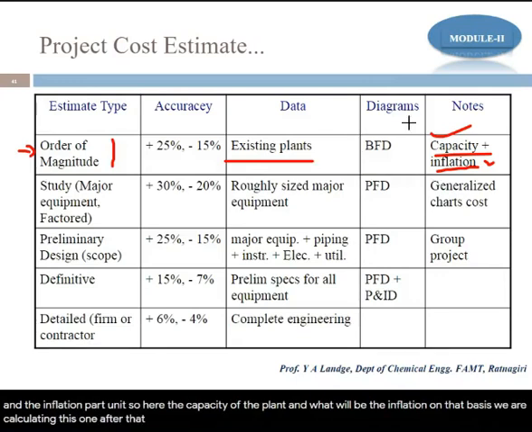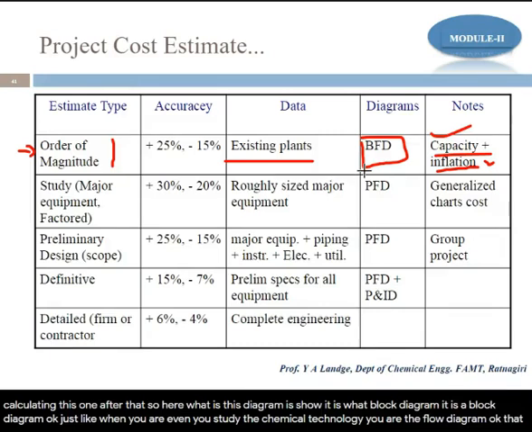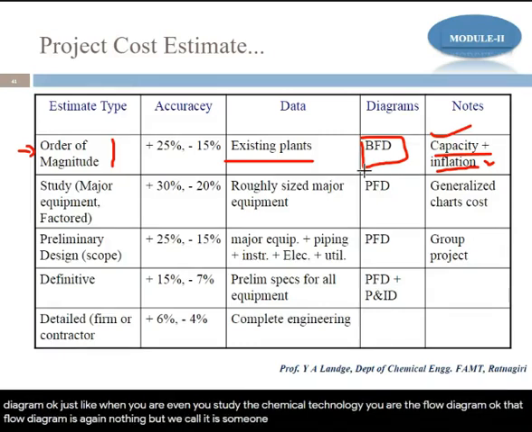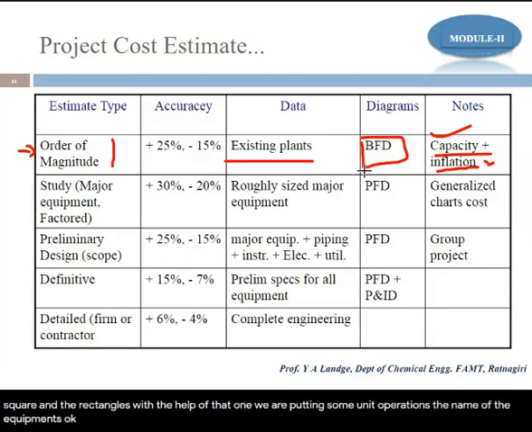After that, what does this diagram show? It is a block diagram. Just like when you study chemical technology, you have the flow diagram, and that flow diagram we sometimes also make as a block diagram, with squares and rectangles. With the help of that we put some unit operations, the names of the equipments, so that will give the diagram of it. It is a rough estimate, so there is no need to go into detail about it. We just have to give the simple major equipment names.